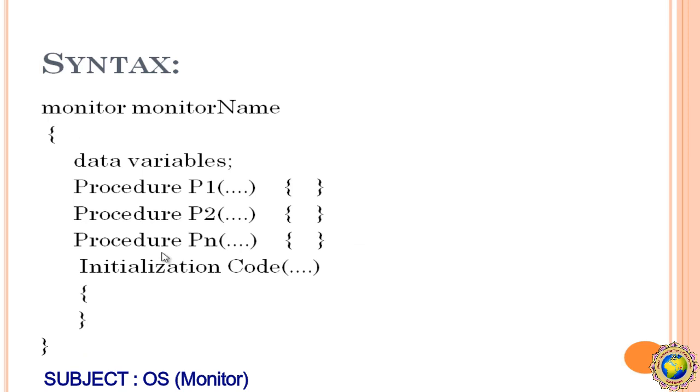A process cannot access the monitor data and variables directly, as we have already seen. To access the data, the process has to call the procedure. We cannot directly call the variables. That's why we have to make a procedure. Only a procedure defined in the monitor can access the monitor's internal data. For the internal data, that is the shared data, we have to define the procedure in the monitor.